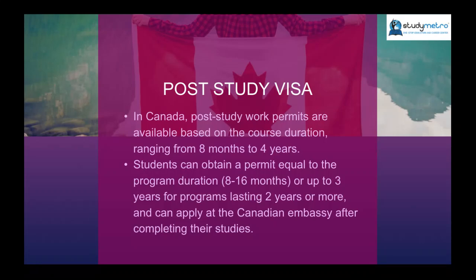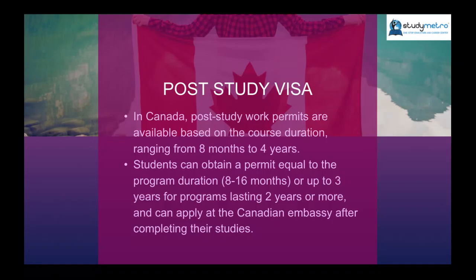So if a student is taking any program, be it UG or PG, which is of a duration of 2 years and more, the student would be eligible to get 3 years of post-study work permit by default. But if the student is taking a certificate program, or for PG students a graduate certificate program, which is of less than 2 years duration, the student would be eligible to get a post-study work permit of the same duration as the program. So if a student is going for a 1 year graduate certificate program, the student would be eligible to get 1 year of post-study work permit as per the Canadian Embassy.